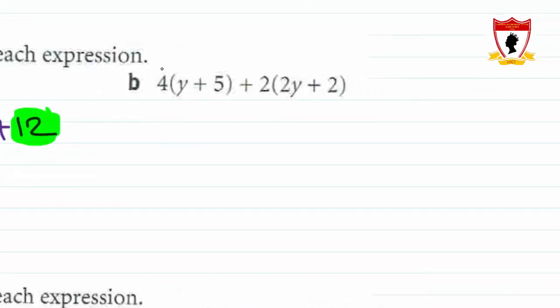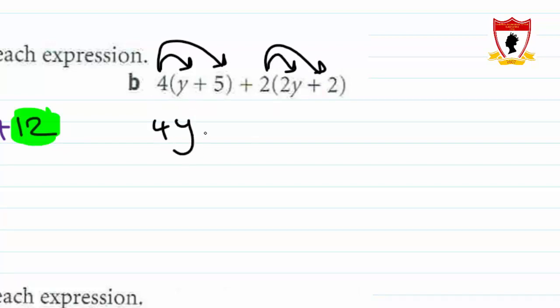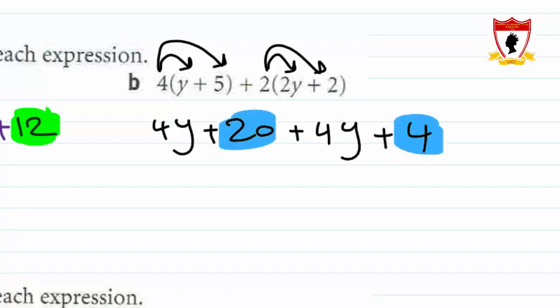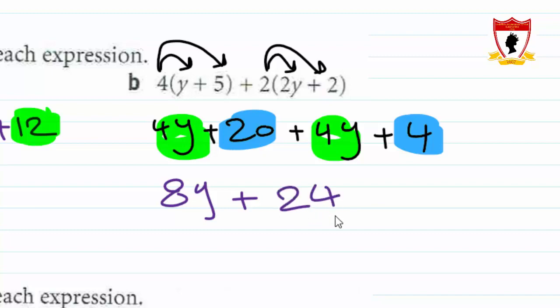For this one, again, 4 times y, 4 times 5, 2 times 2y, 2 times 2. 4 times y is 4y, plus 4 times 5 is 20. This plus comes down here. 2 times 2y is 4y, plus 2 times 2 is 4. Now, as you know, numbers together and the y's together. 4y plus 4y is 8y, plus 20 plus 4 is 24.